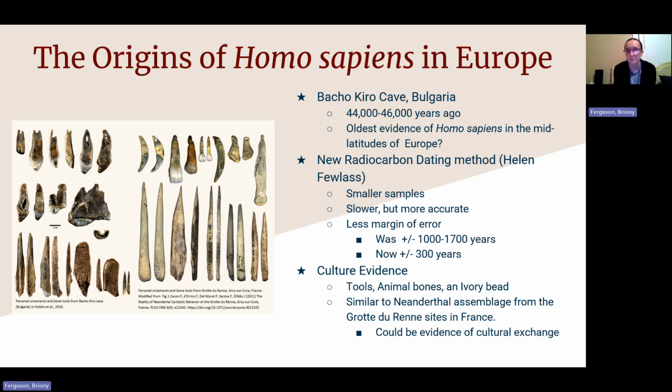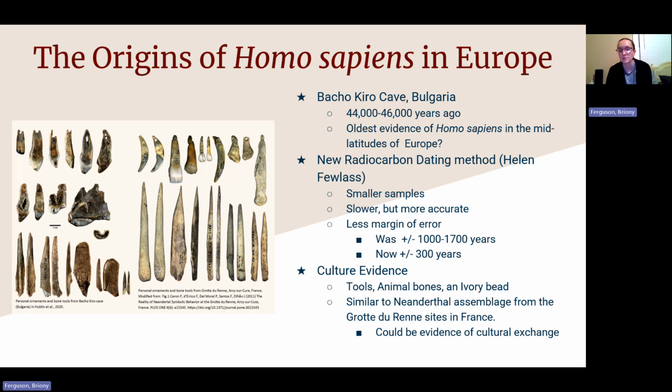Now, within this cave, we see evidence of Homo sapien culture. So we're seeing things like tools, animal bones, even an ivory bead. You can see the assemblage in this photo here.